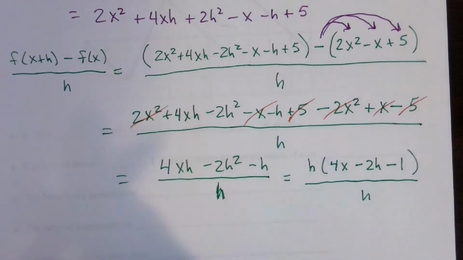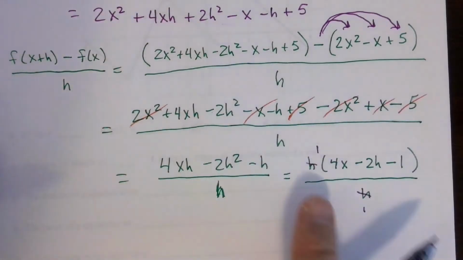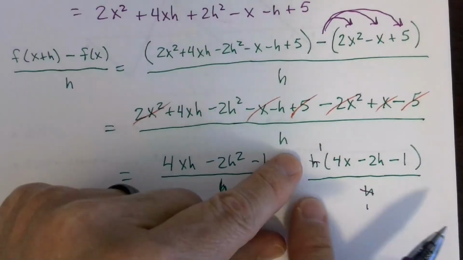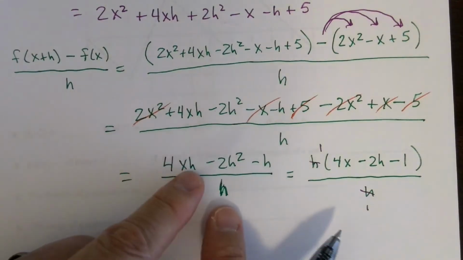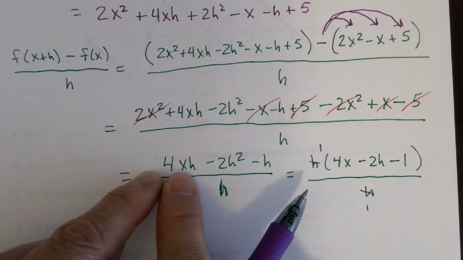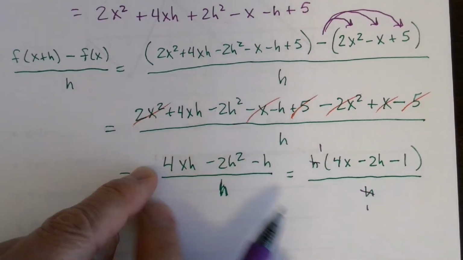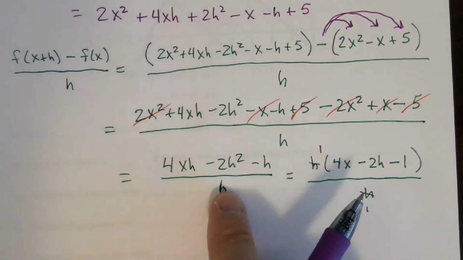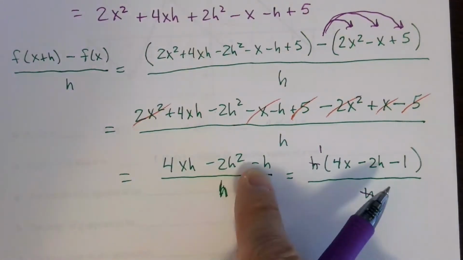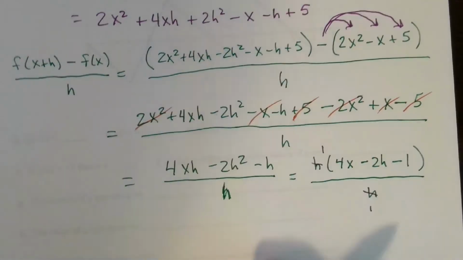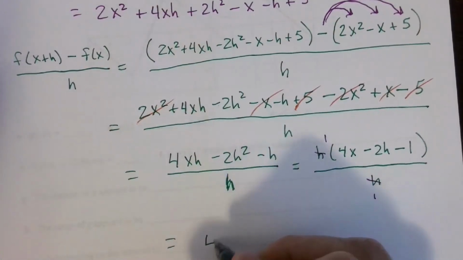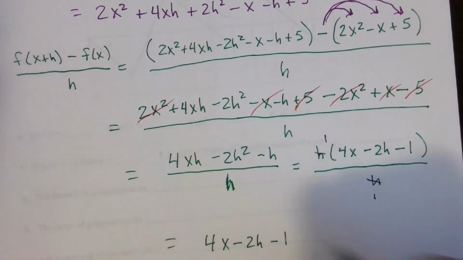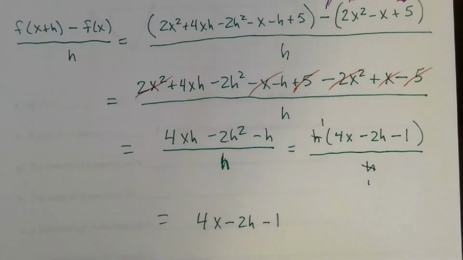Now this h divided by h becomes 1. Why? Because it's a factor. I can pull it all the way out. h over h times this stuff in parentheses. h over h is 1. You can't pull this h out from just this one term and leave these other h's and then cancel. You can't do that. You have to distribute essentially through each of these terms. You could do it that way as well, I guess. But now this divided by 1 is just 4x minus 2h minus 1. There is the simplified expression.